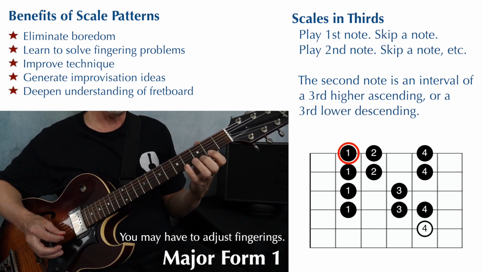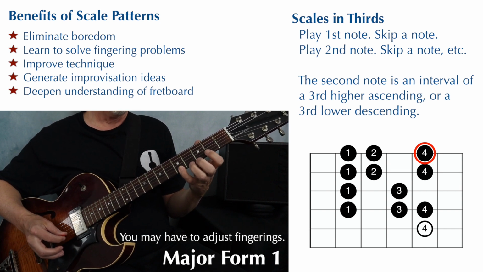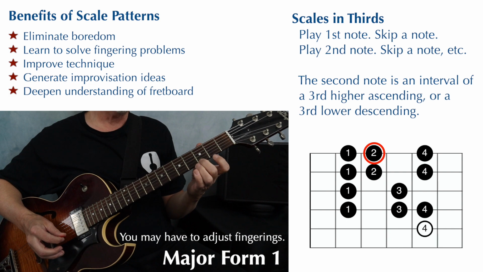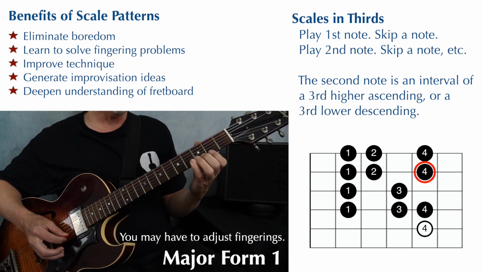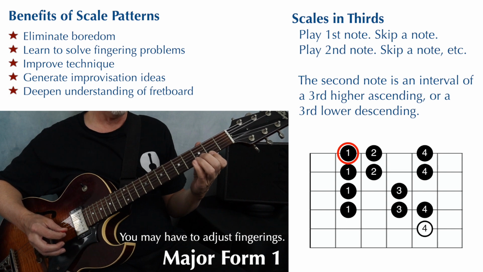Once you've played the highest note of the form, you're going to play your way back down. Go back to the second to highest note of the form and skip a note going down. Go back up one note, skip down, and so forth.